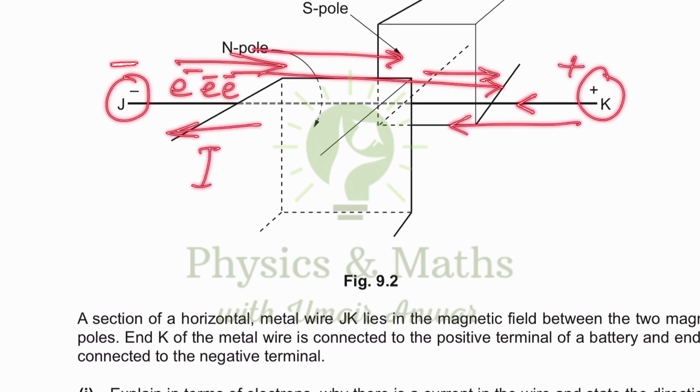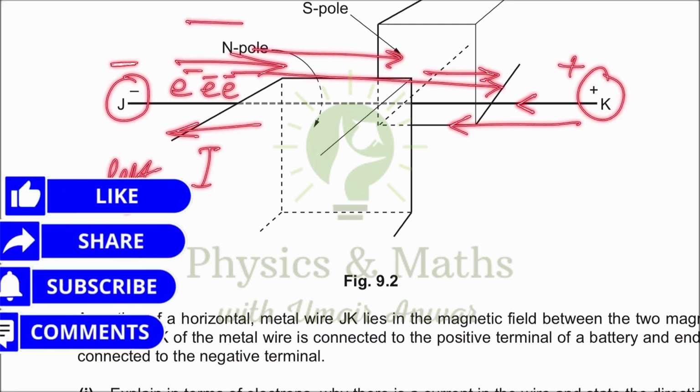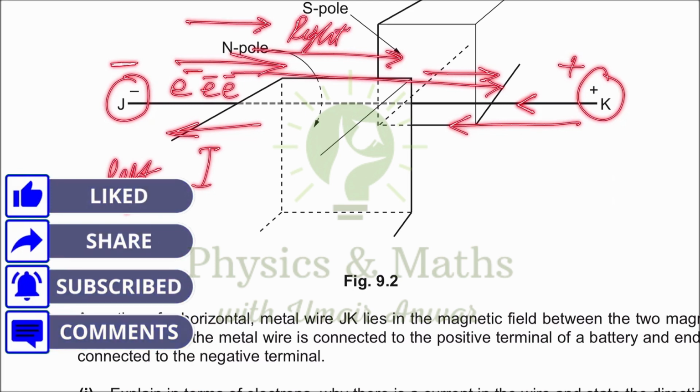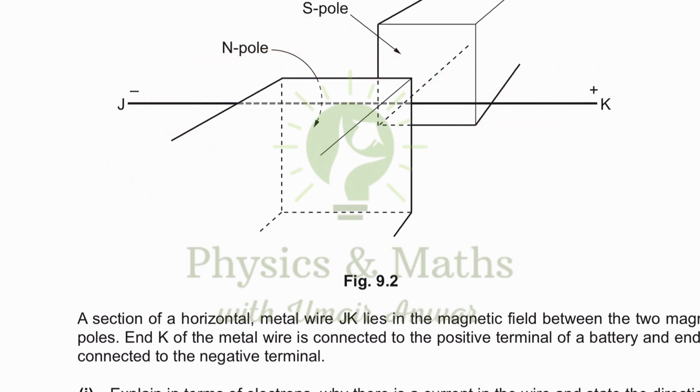So conventional current would be from positive to negative, in the left direction, and the electron flow would be from left to right, away from the negative polarity and towards the positive polarity.